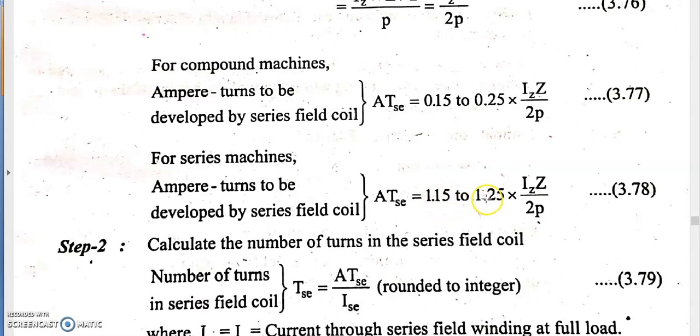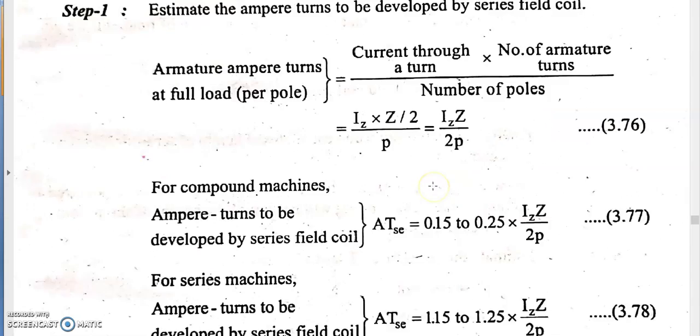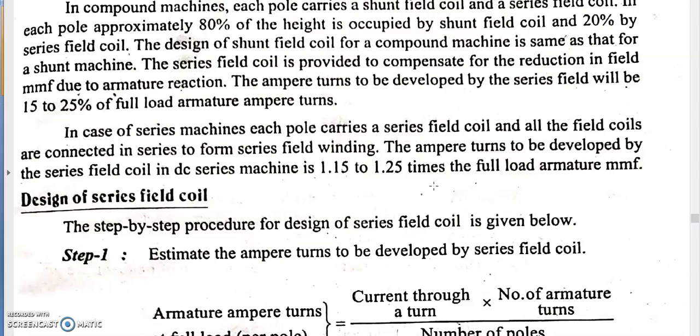So that is 1.15 to 1.25. Here it is simply 0.15 to 0.25. The remaining 100% is from the shunt field winding in a compound machine. So this is the design procedure of the series field winding.